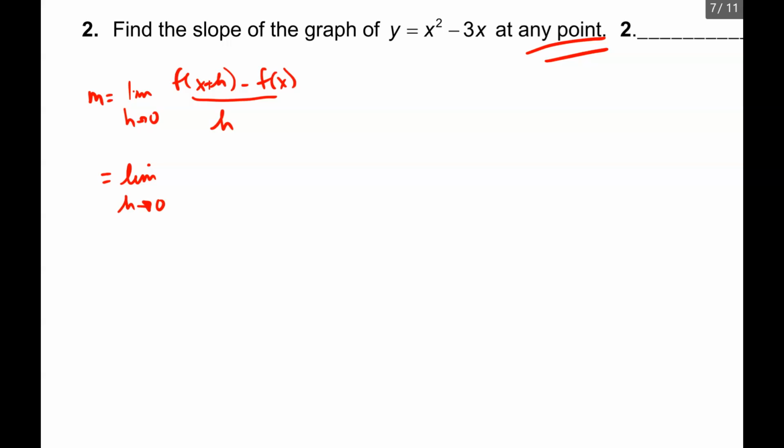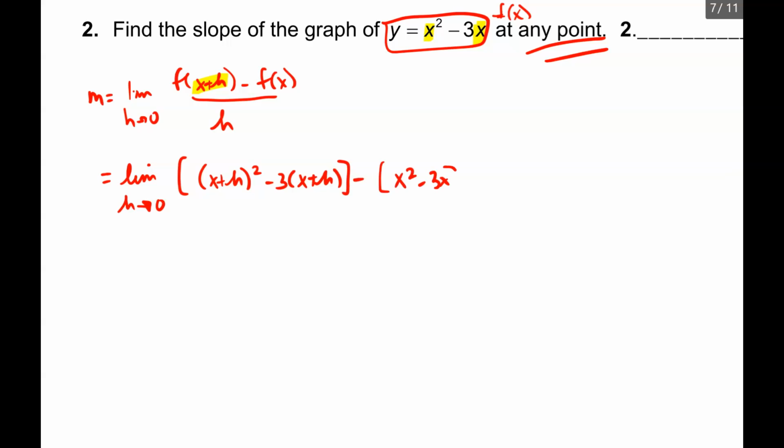So x squared minus 3x, that's my f of x. When I plug in x plus h, I have to plug x plus h in by direct substitution into both places where x is written. So I will have x plus h squared minus 3 times x plus h, subtracting f of x, which is straight up just the function, all over h.